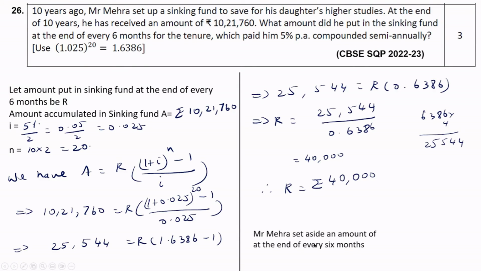So the amount that Mr. Mehra had set aside was rupees 40,000 at the end of every 6 months. So here again, writing what is given, then finding I, N, all these carry 1 mark, then writing the formula, substituting the values and getting the final answer carries 2 marks. A total of 3 marks for this question.